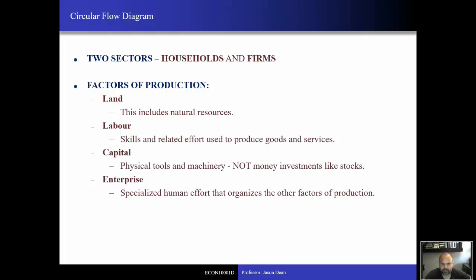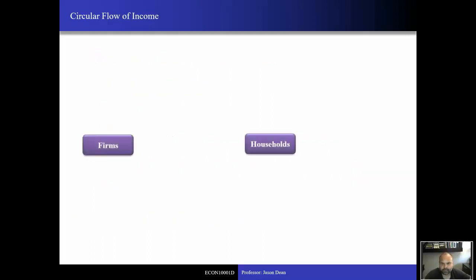An exception would be if you purchase a stock through your broker. Well, the service that the broker provides would be considered as part of GDP, but that would be considered as a service, not actual capital. So capital is just physical capital. And then enterprise is the labor that is a more specialized form of labor that's related to the effort put into organizing the factors of production. So this relates to the owner of a firm. And it's important to point out that all factors of production are owned by the households, and firms are also owned by the households.